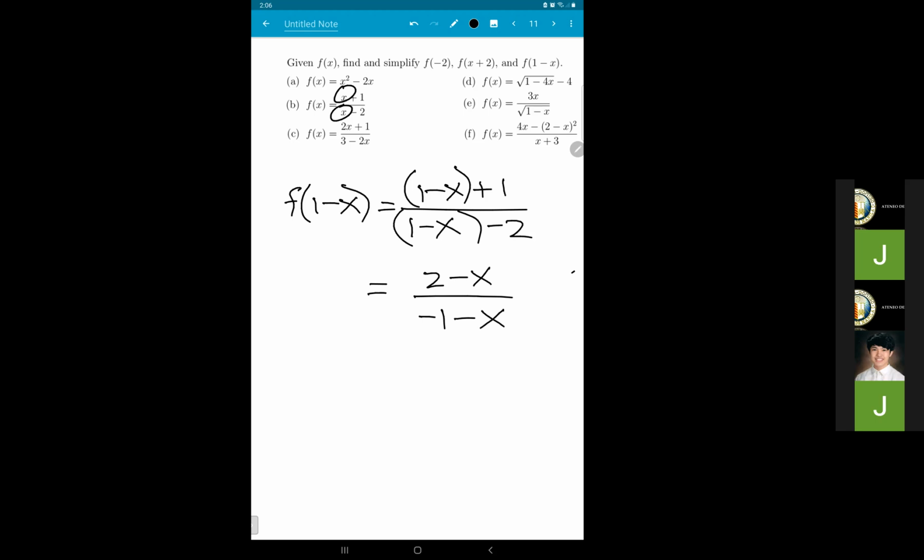Now, this is an acceptable answer, but sometimes we can multiply by -1 over -1 so that you don't have too many negatives appearing in the final expression. So -1 over -1 is 1, so you're not changing the value. You're just changing its appearance. Okay, this is 1 plus x or x plus 1 when multiplied by -1. So that's, say, better looking than the previous expression. Okay, I'll reserve letter C for you to work out.